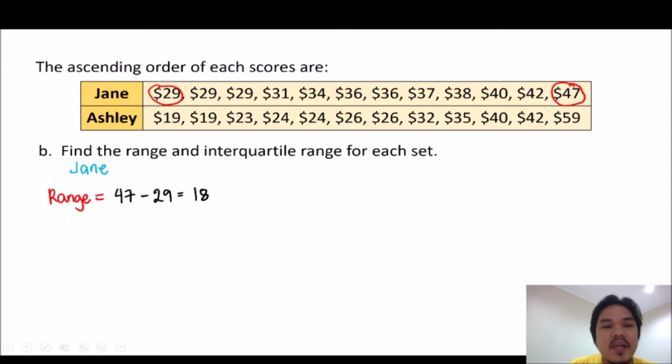Okay, for the interquartile range, we need to identify the lower quartile and the upper quartile, which is Q1 and Q3.